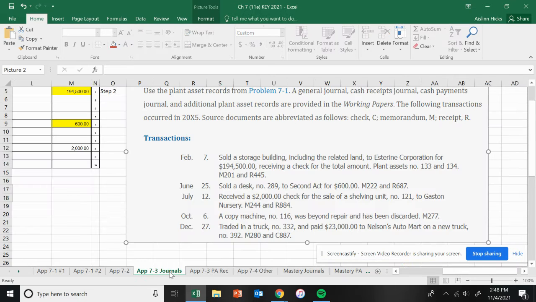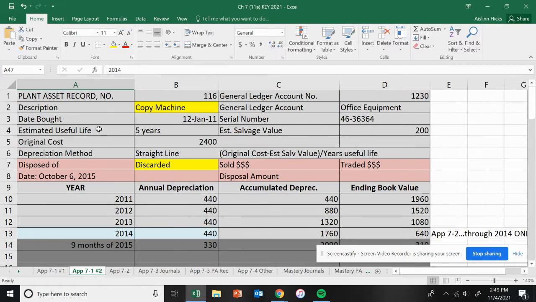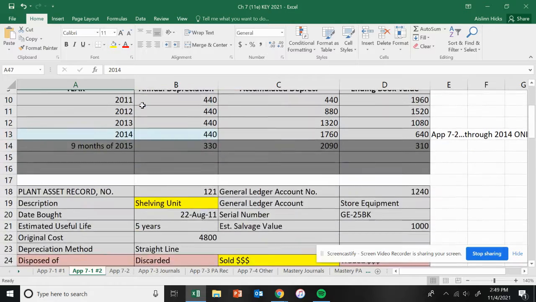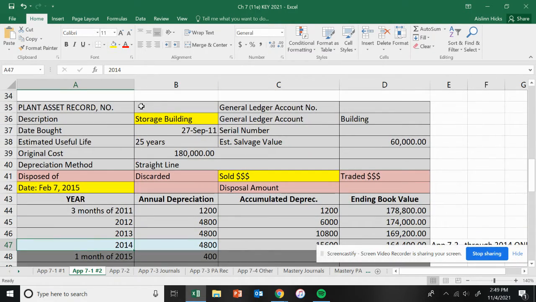So here we go. Reading number 1, February 7th, we sold the building, including the land, obviously. And we sold it for $194,500, receiving a check for the total amount. So what we're going to do is start by doing some additional depreciation on the building. So go to this tab, and go down from the copy machine, down from the shelving unit, and go to your building.